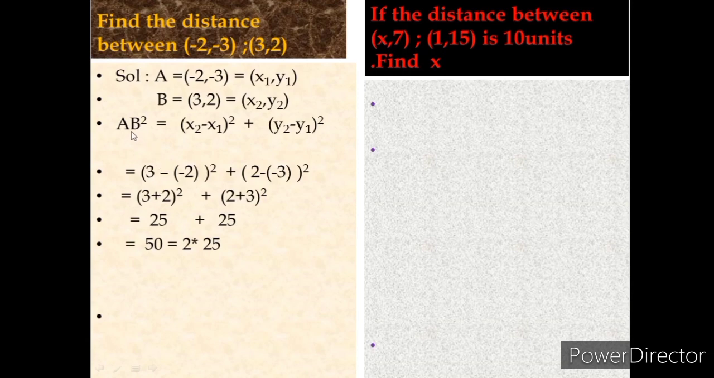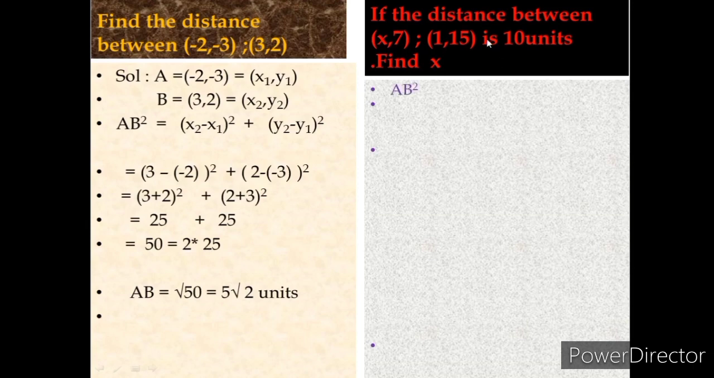But what we have to find is the value of AB only. This 50 is AB square. The next step, whenever you transpose this square to the other side, is AB equals root 50. That means root 2 into root 25. Root 2 is root 2, and root 25 means 5. That is 5 root 2 units.